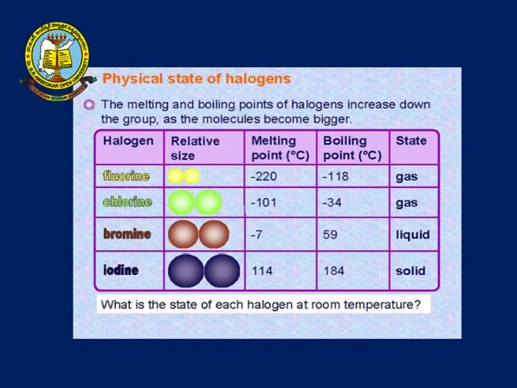Melting point and boiling point also. For the fluorine F2, you see the boiling point and melting point values of the halogens: fluorine, chlorine, bromine, and iodine. Here fluorine is a gas, chlorine also a gas, bromine is a liquid and iodine is a solid. That's why the boiling point value is 185 Celsius. And this is the bond energy value. This is also very important, bond energy.